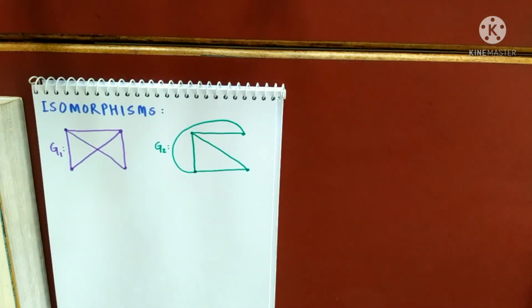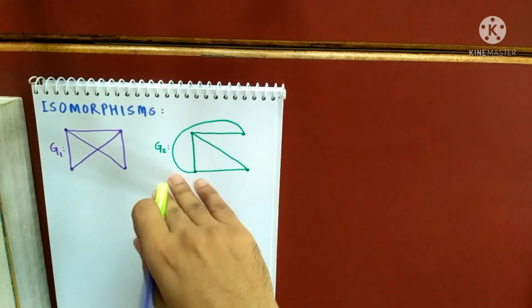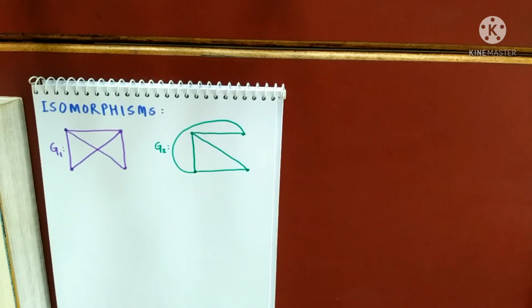So you see, these two graphs are exactly the same graphs, just represented differently, just drawn differently. We say that these two graphs are isomorphic. But how will you decide? This is a very simple thing you can see, but we have to talk about some maps, one-to-one and onto maps.